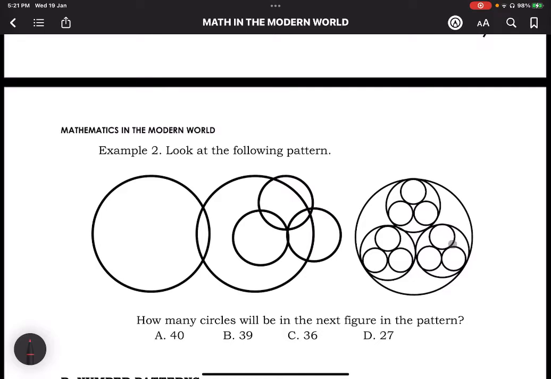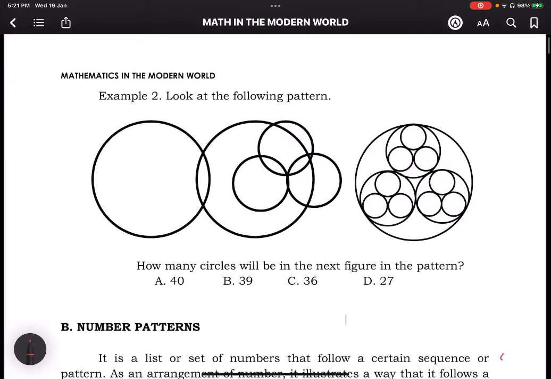So if we have 13, we double it. So 13 times 2 is 26 plus 1, kasi yung dalawa naging karoon ng isa. So plus 1, we have 27. So answer natin dito ay D.